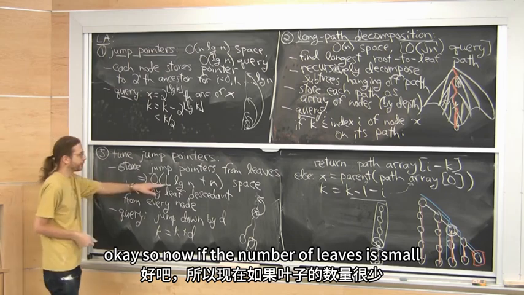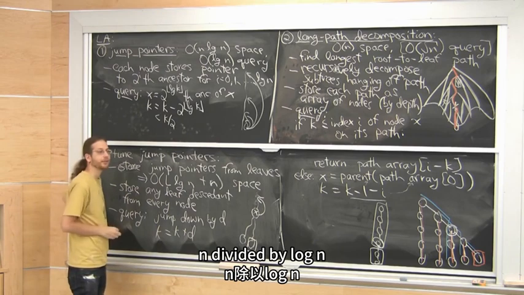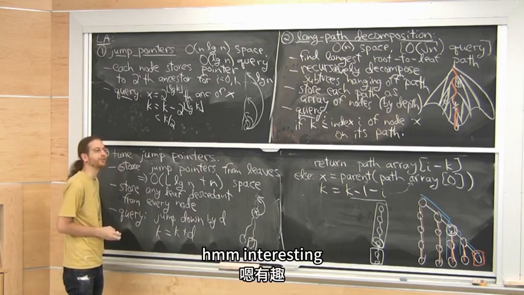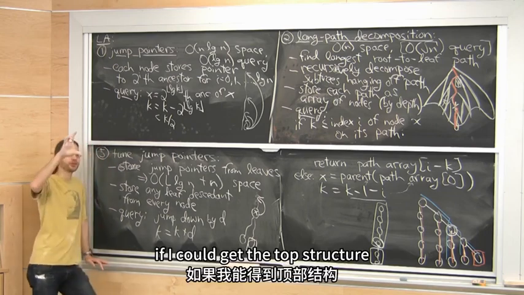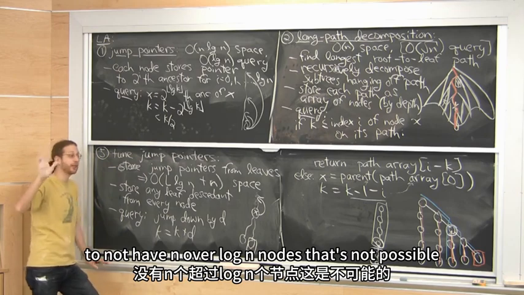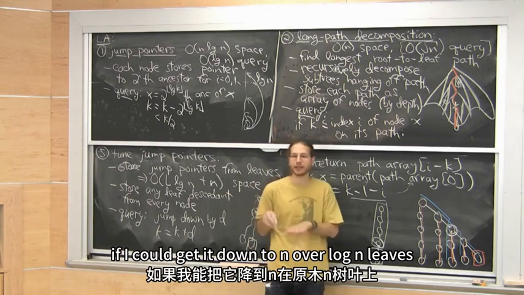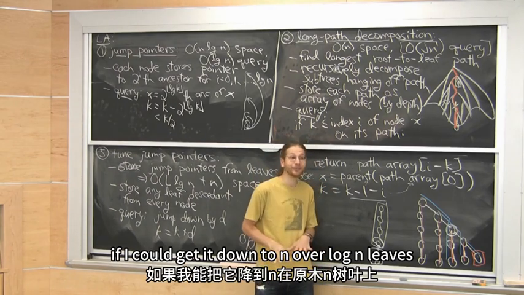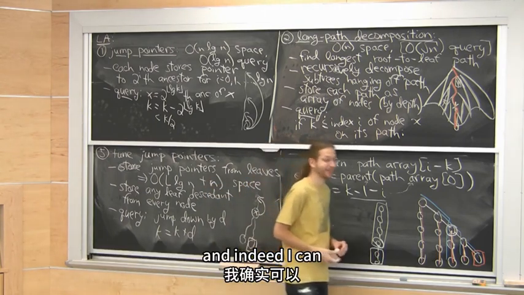Okay, so now if the number of leaves is small, my space will get small. How small does L have to be? N divided by log n. Interesting. If I could get the top structure to not have n over log n nodes, that's not possible. I can at best get to n minus log n nodes. If I could get it down to n over log n leaves, that would be enough to make this linear space. And indeed, I can.